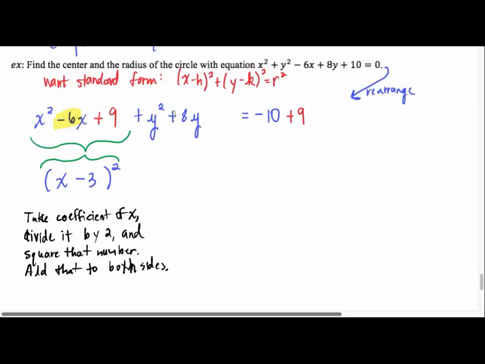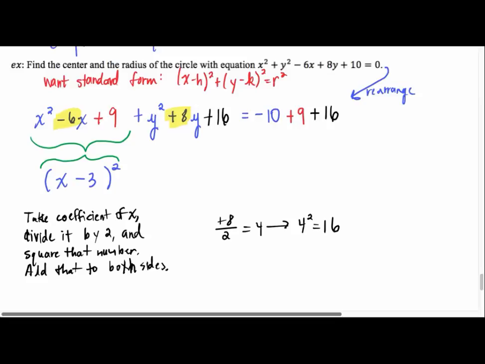All right, so we're going to take this coefficient, which is positive 8, divide it by 2. That gives us positive 4. And then I want to square that number, 16. So you take the coefficient of the linear term, y, instead of x this time, divide it by 2 to get 4, and square that number to get 16. And we add that to both sides. So I'm going to put plus 16 on the left and plus 16 on the right.